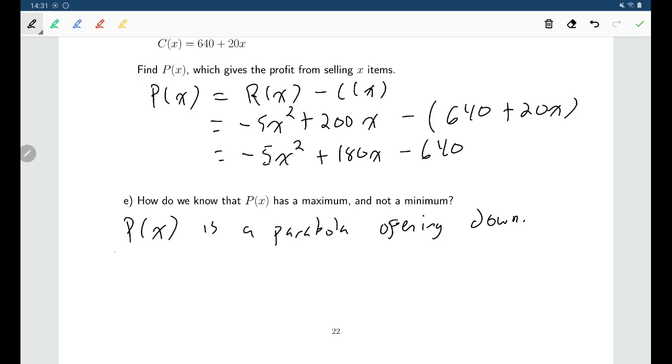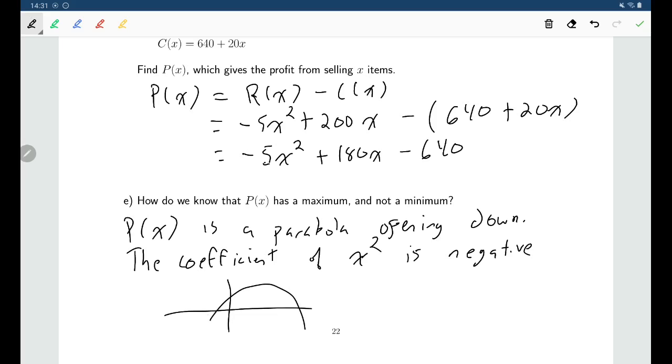And the reason that we know that is because the coefficient of x squared is negative. And of course, if the coefficient of x squared is negative, you're a parabola opening downward. And if you're a parabola opening downward, then you'll have a maximum value at that vertex. And it will be an absolute maximum, the largest y value possible.